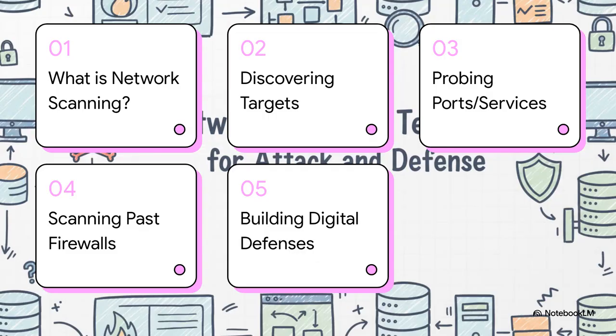So here's our game plan. We're going to walk through the exact steps an attacker would. First, we'll get a handle on what network scanning even is. Then, we'll see how they find active targets and start poking around for weaknesses. We'll even get into the sneaky, advanced stuff they use to slip past firewalls. And then, once we know how they get in, we're going to flip the whole thing around and talk about how you build a fortress to keep them out.